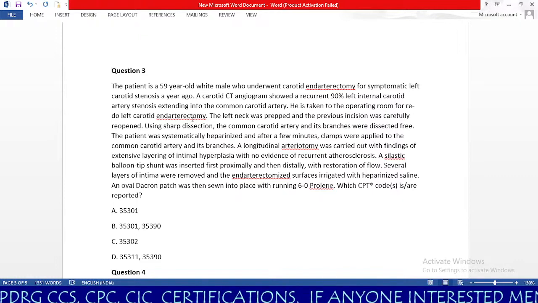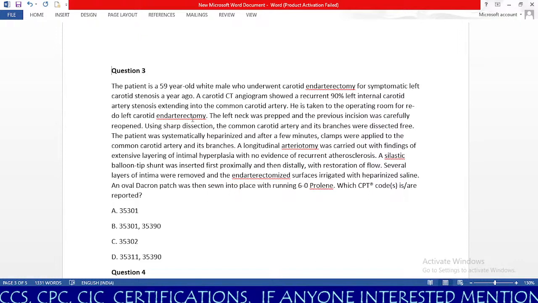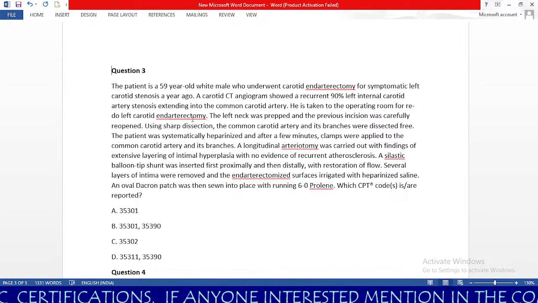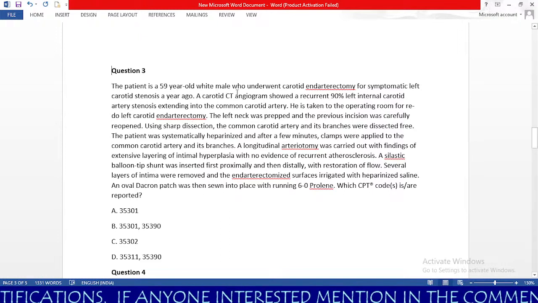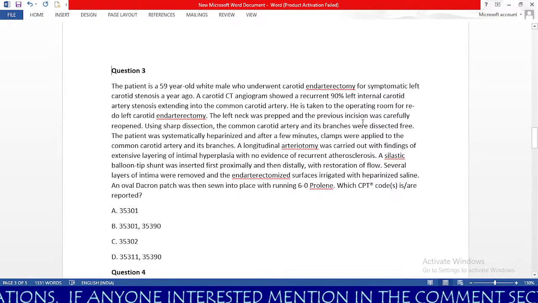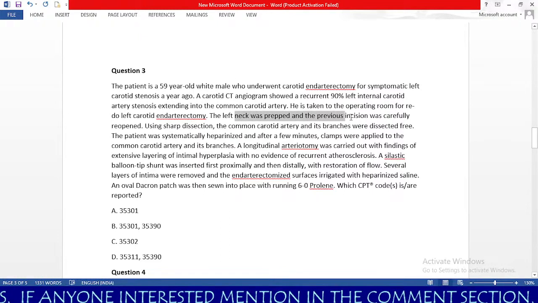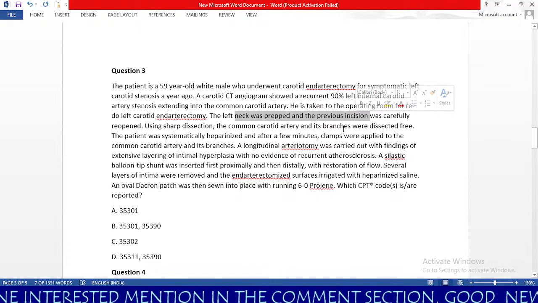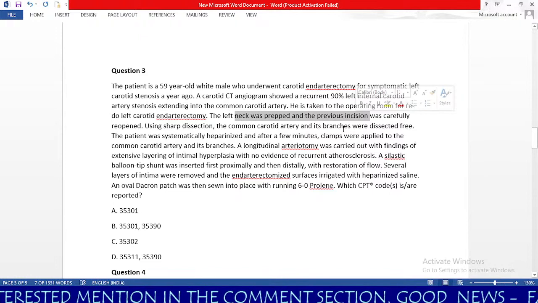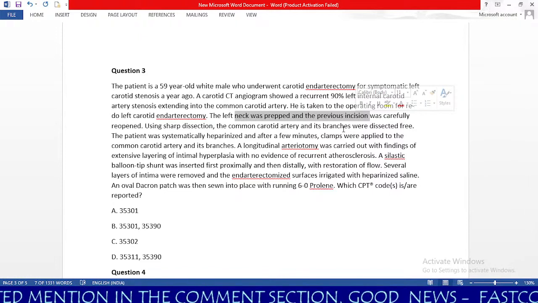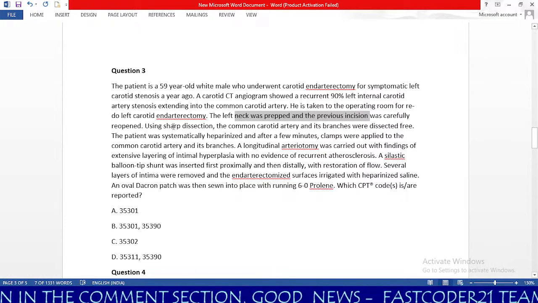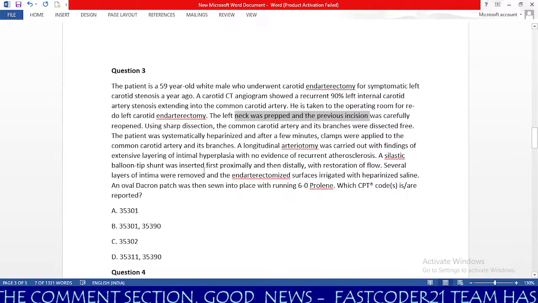Thromboendarterectomy including patch graft, if performed; carotid, vertebral, subclavian, by neck incision. Yeah, correct. So this is correct. See here, the left neck was prepped and the previous incision, so we will consider it a neck incision. And we need to check which artery. If you check 35301, we have carotid artery. So here we have a problem with the carotid artery only. So we need to check 35301.